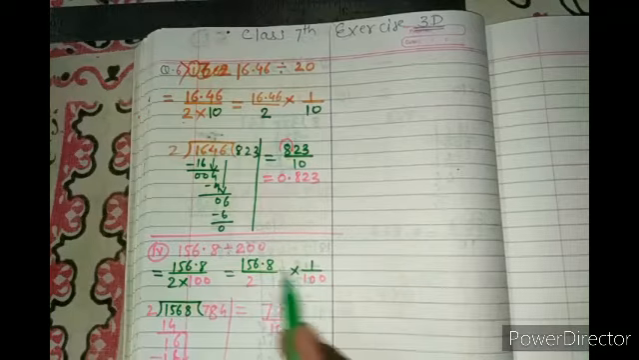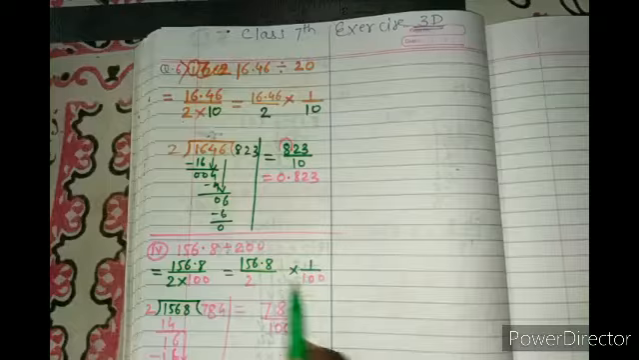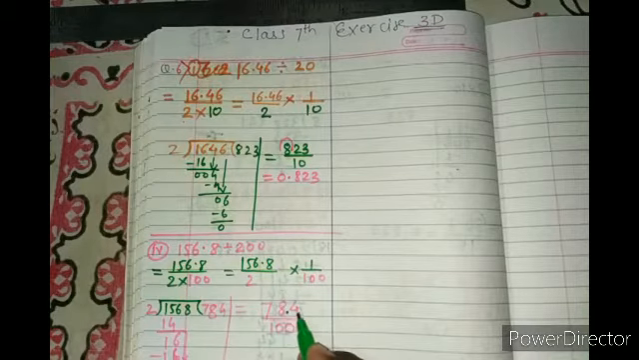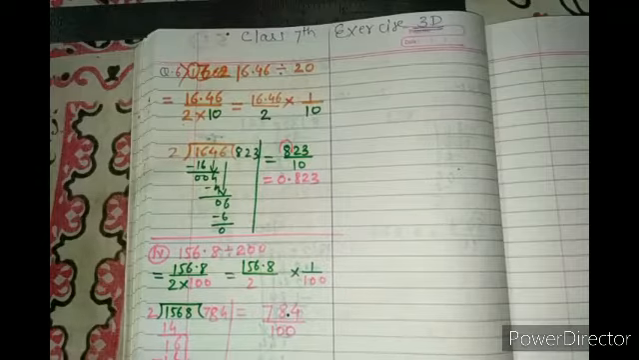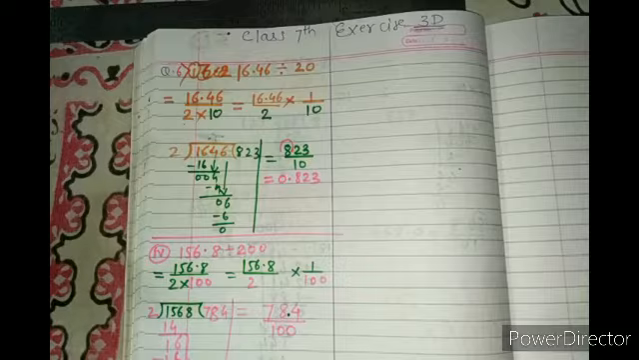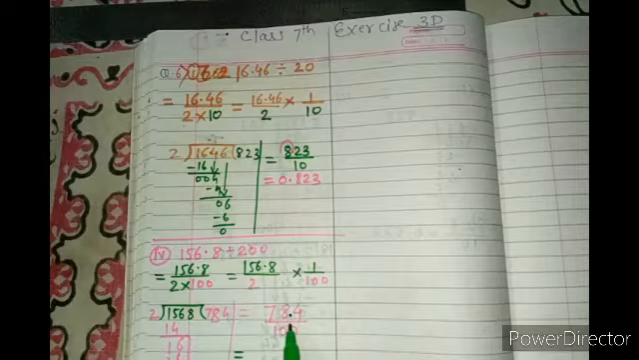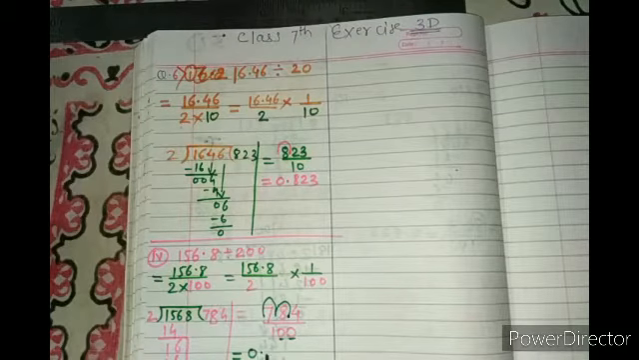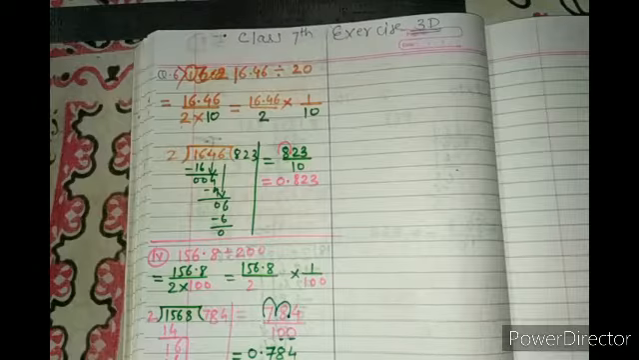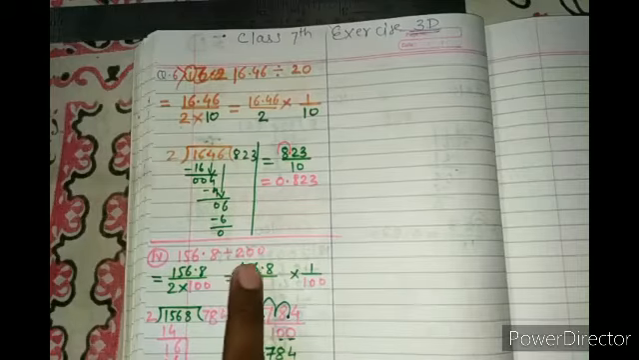So where will we put the decimal point? In the dividend, the decimal point is after 8 from the right side, so here also it is after 4. Now what is the effect of 100 on 78.4? We shift the decimal point by 2 places, because there are 2 zeros, 1, 2. So it is 0.784.